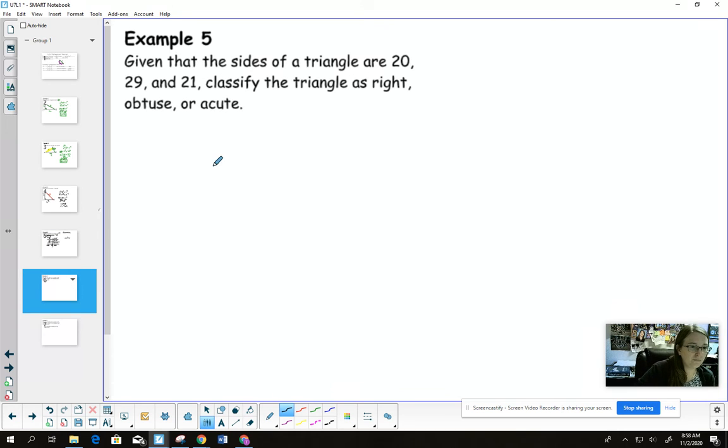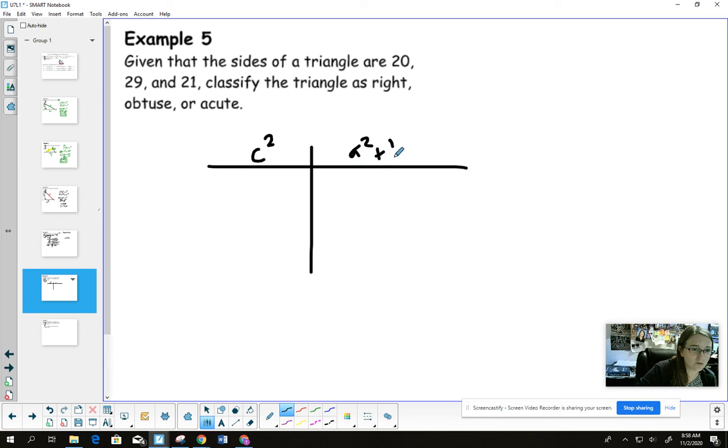Let's try it again. Okay, so we're going to get our setup here. We're comparing C squared and A squared plus B squared. So looking at these 3 numbers, be very careful. Which number is going to be C?